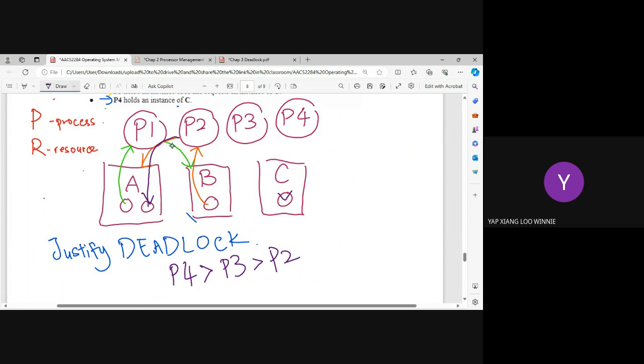Holding B and then requesting A. Okay, requested successfully already, so I'm able to use it. So now your process 2 is done as well. Okay, the last one, your process 1. Process 1 is holding A and requesting B, and because process 2, which held resource B, is done as well, process 1 can use B too. So now process 1 is also done.